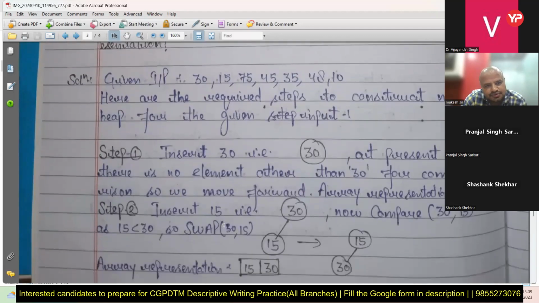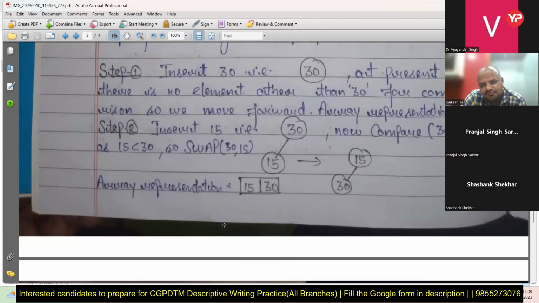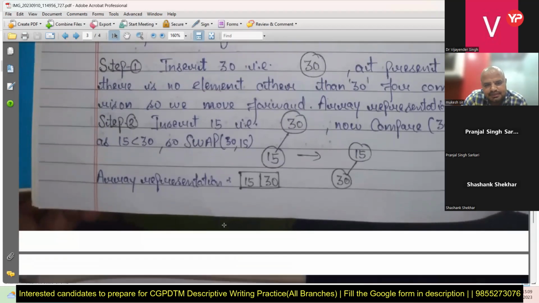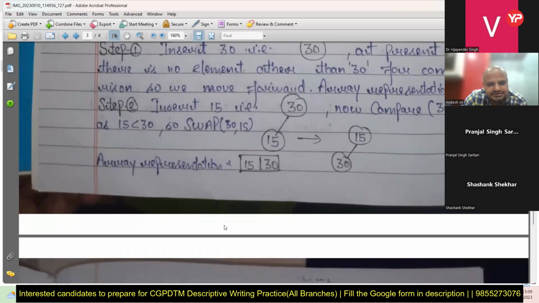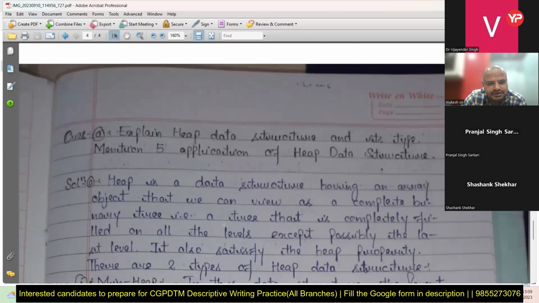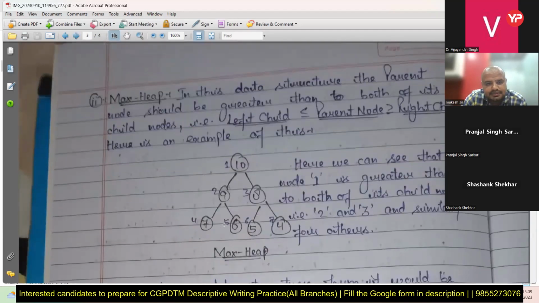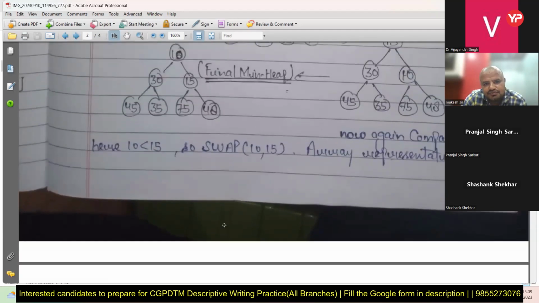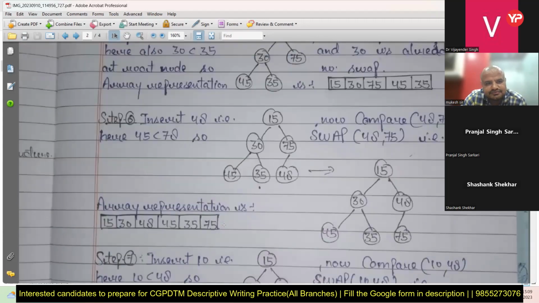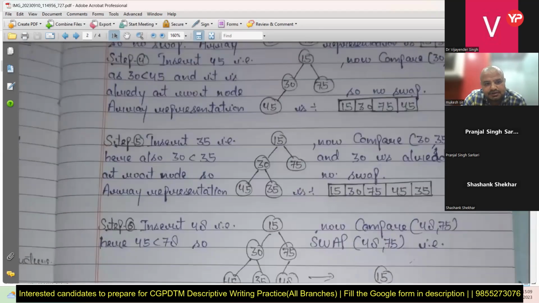Okay, fine, good. You are mentioning the input properly, insert 30, fine. Step 2, now compare, swap, you are performing. Again, you have to mention the indexes on the node, and in the array representation also, fine. So please keep that in mind for the next time. Next, I think you follow similar things. Okay, great, good point.